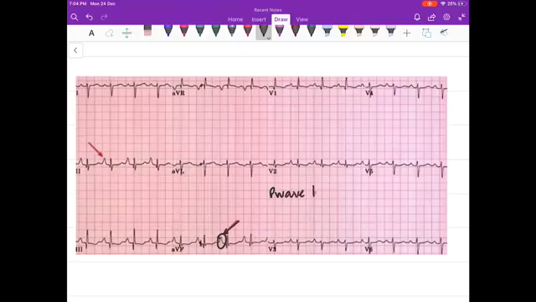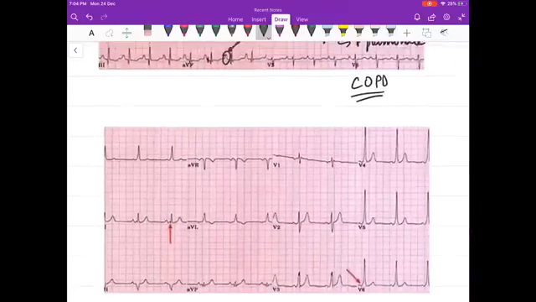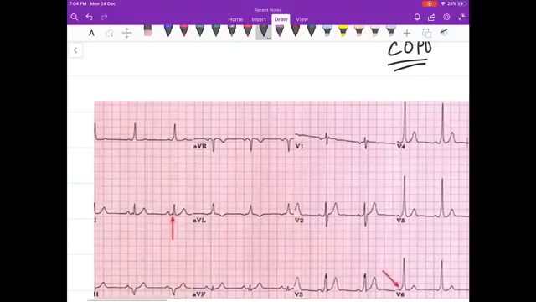When the P wave height is more than 2.5, it is right atrial enlargement. Okay friends, so this is the importance of P wave height and width, and it is called P pulmonale. And it is characteristic in patients of COPD. So moving on to the next ECG.